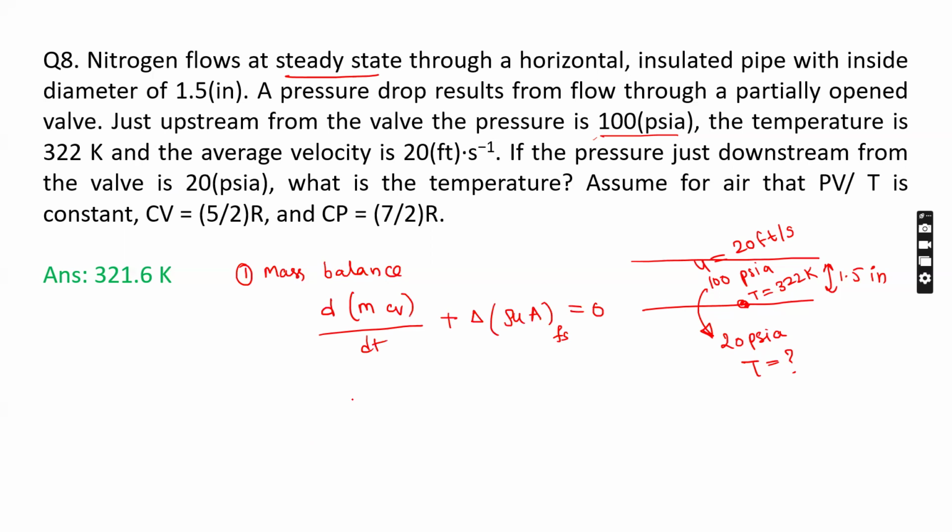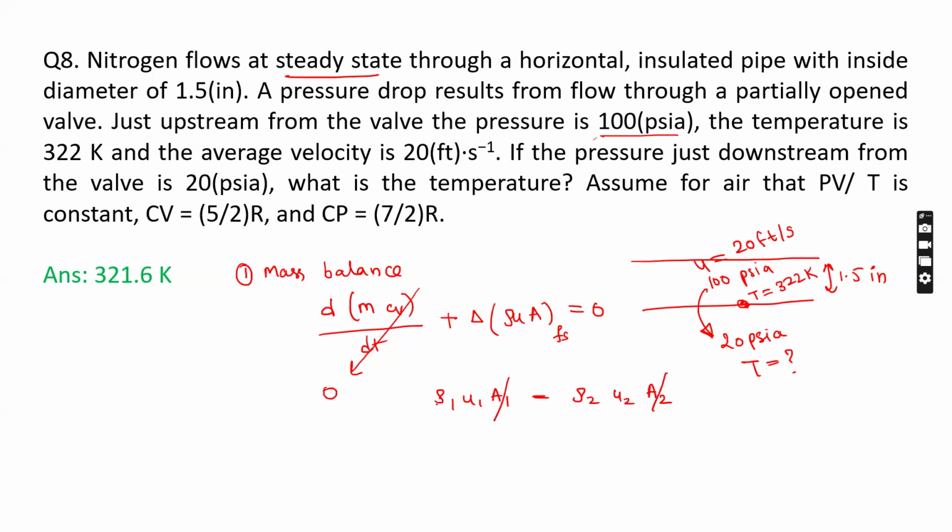So this is 0 since it is at a steady state. Then rho1 u1 A1 is equal to rho2 u2 A2. We can also say this is a continuity equation, okay? And we say A1, A2 is the same. The same area is being shared here.